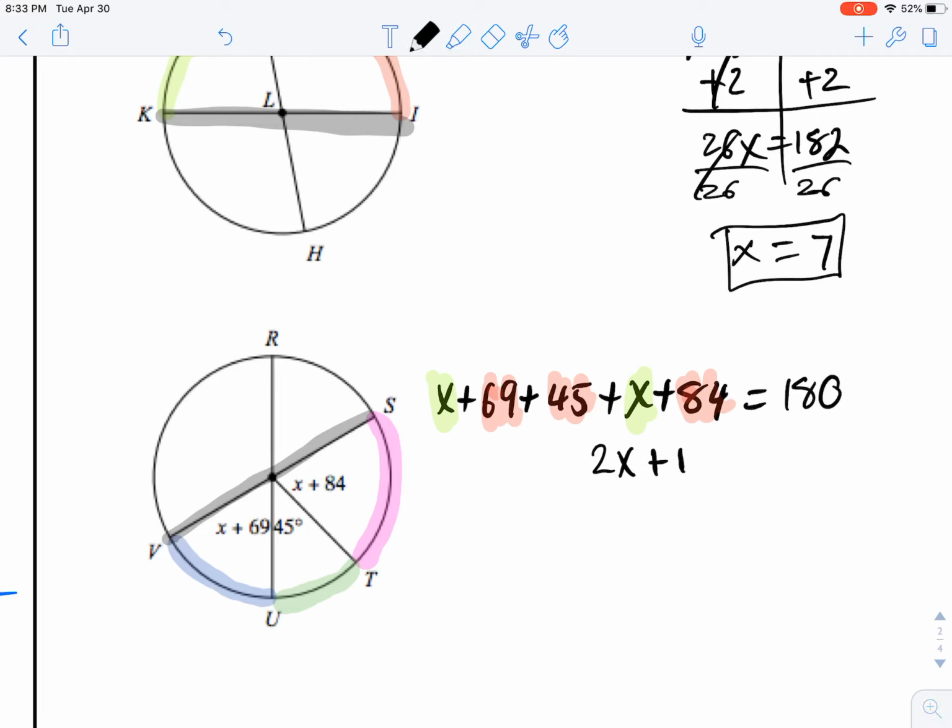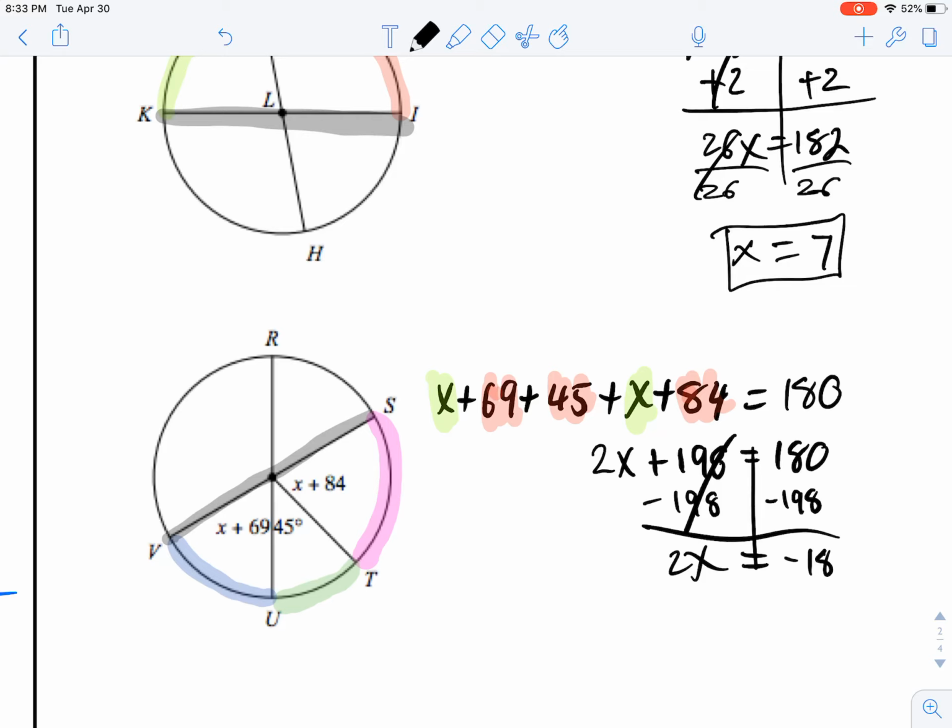You should get 198. Okay? Alright, first step we have to get x by itself, so I move that 198. The opposite sign of it is subtract, so I'm going to subtract both sides by 198. So I have 2x equals negative 18. Okay, it's okay, don't freak out. Yes, it is negative 18.